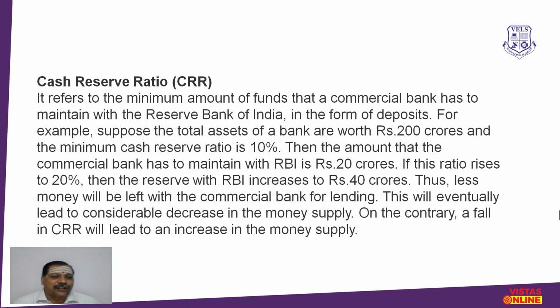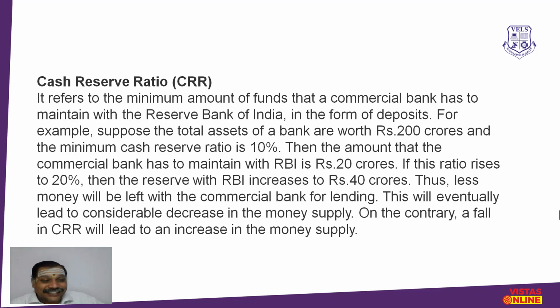The cash reserve ratio refers to the minimum amount of funds that a commercial bank has to maintain with the Central Bank of India, that is the Reserve Bank of India, in the form of deposits. For example, suppose the total asset of the bank is worth 200 crores. The minimum cash reserve ratio is 10%. Then the amount that the commercial bank has to maintain with the RBI is 10% of 200 crores, which is 20 crores. If the ratio rises to 20%, what will happen? The reserve with the Reserve Bank of India may increase to 40 crores.